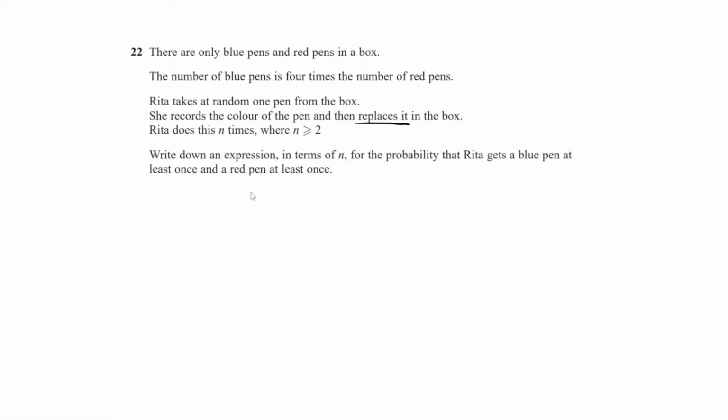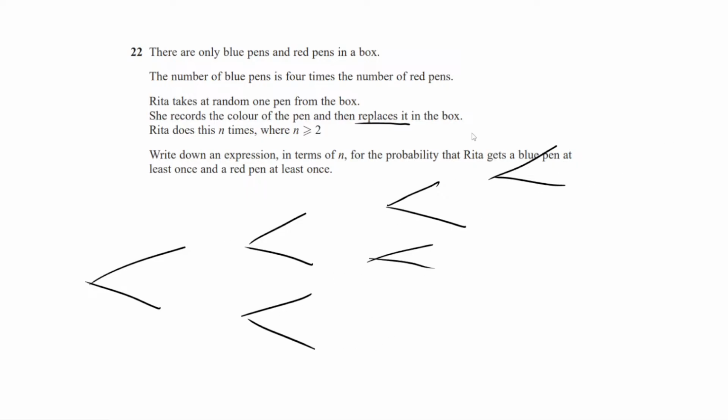So if you imagine a probability tree, that's 1, that's 2, and it's more than that. So it's like either just twice or more. So it could go on forever, couldn't it? Write down an expression in terms of n for the probability that Rita gets a blue pen at least once and a red pen. So you don't have to draw it out like this, but I'm just going to show you, just to explain it, really.